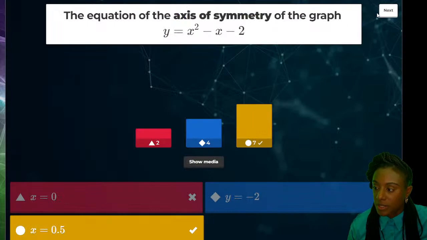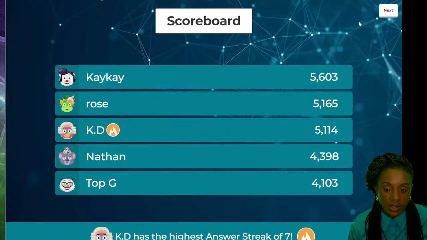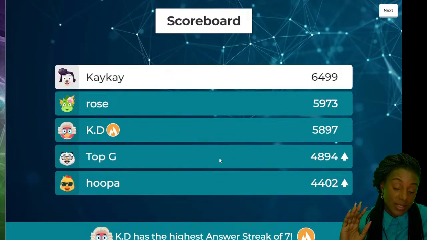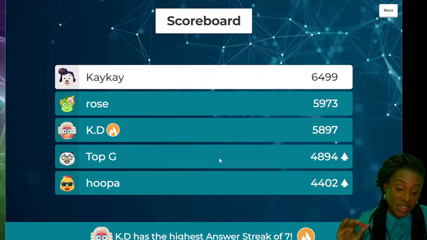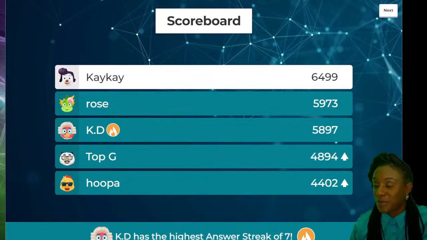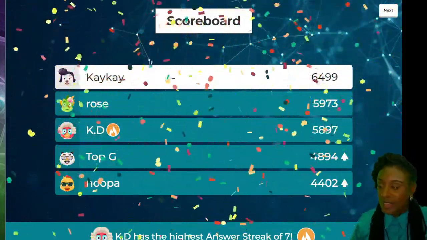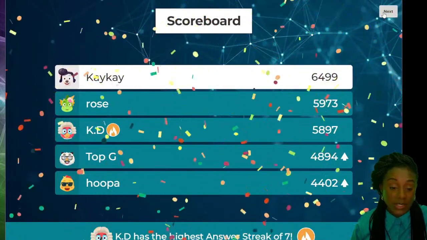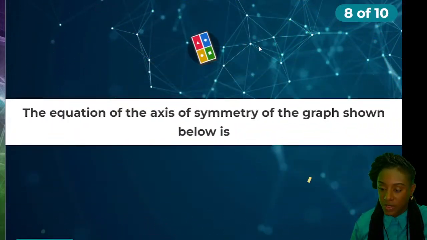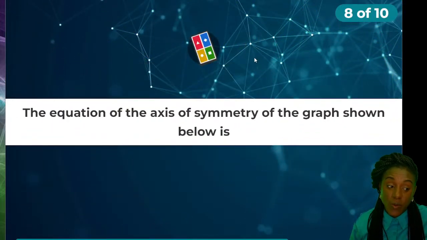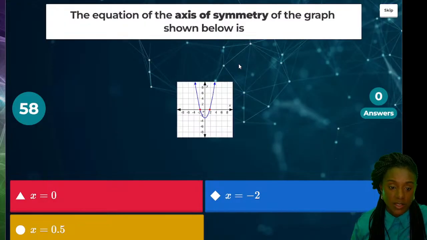So let's get back to the game. Let's get to the next question. Now I see a KD on the screen, I'm just seeing new names. I'm giving you all some confetti because I'm seeing that you all are working hard. Excellent. We're going to the next question, which is very similar to the previous one. So tell me now, what is the equation of the axis of symmetry of this graph?